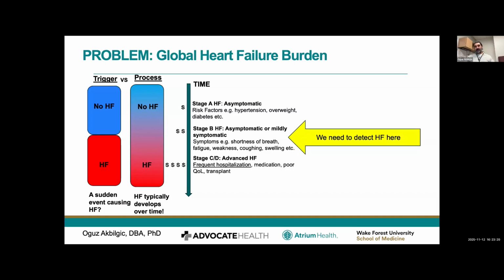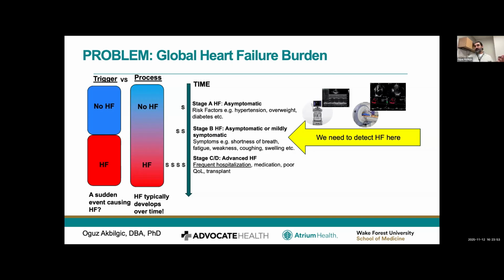Unfortunately, heart failure is typically diagnosed at stage C or D. This is a real problem for individuals, with reduced quality of life and low life expectancy, and also for the healthcare system. Heart failure is the number one contributor to healthcare utilization in the United States. So what we need to do is detect heart failure at stage B. I mean, we can do it at stage D, but that will be more risk prediction. But stage B is when structural heart disease has already started.